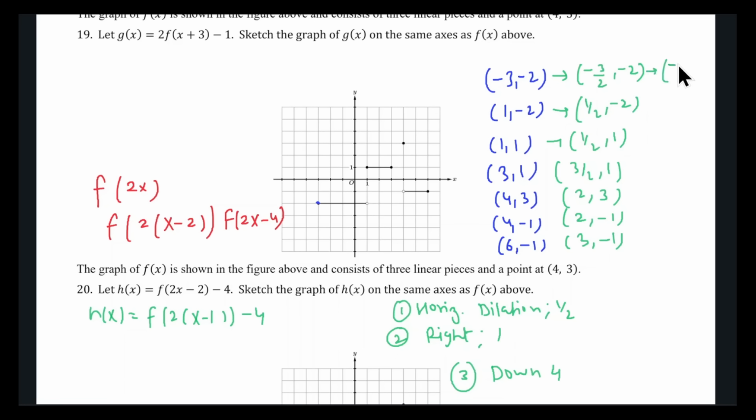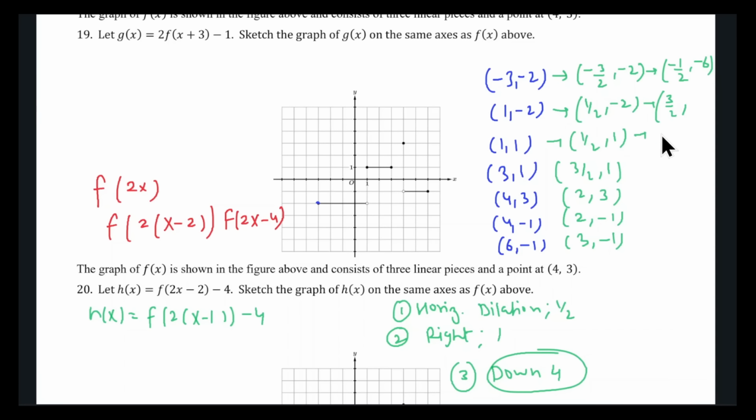So this will become negative 1 over 2. And if you don't mind, I'll go down by 4 as well, because that's happening in the y coordinate. So this will become negative 6. Right by 1 would mean that I need to add 1 here. So let's add 1 to all the x coordinates first.